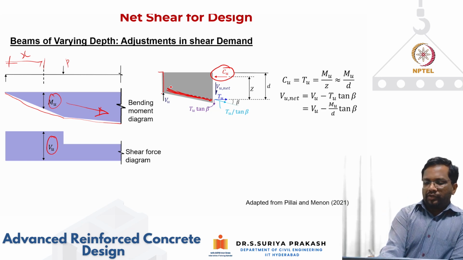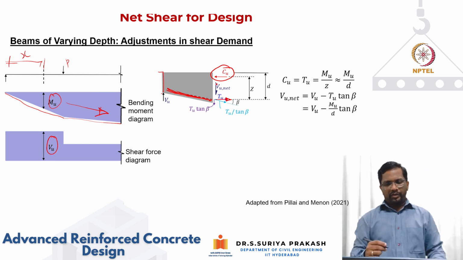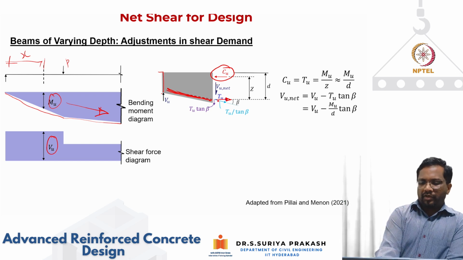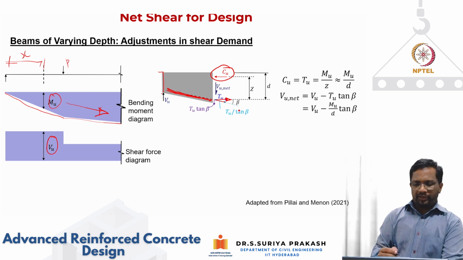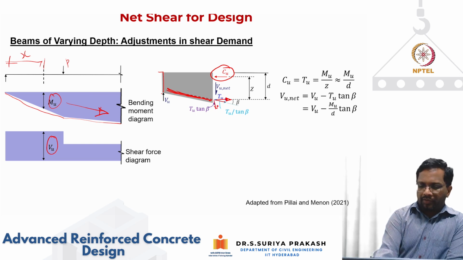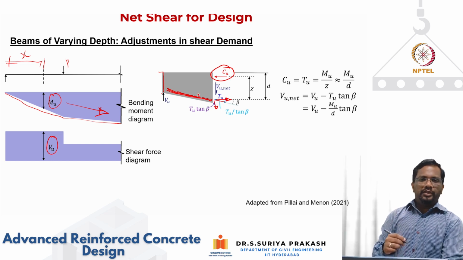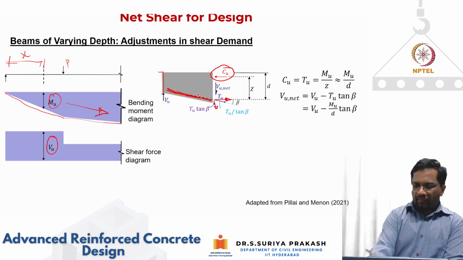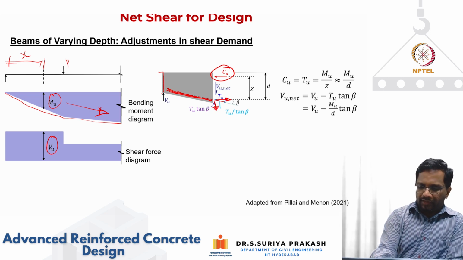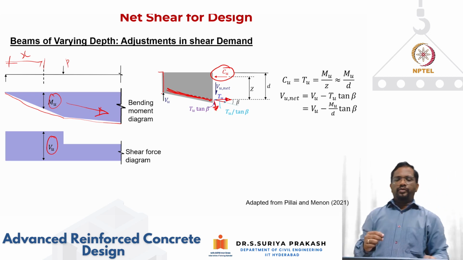So now this moment couple is going to be given by this Tu to resist the applied moment, right? Then your component of this along the bar is basically going to be Tu by tan beta. Now this vertical component is going to be Tu tan beta. So if this angle is beta, and your diagonal component is Tu by tan beta, your vertical component is going to be Tu tan beta. Now you see here, this is an additional vertical component force that is there.